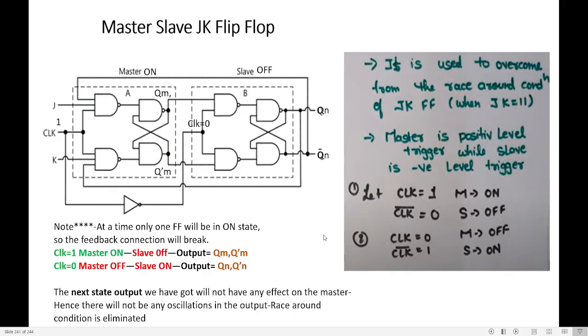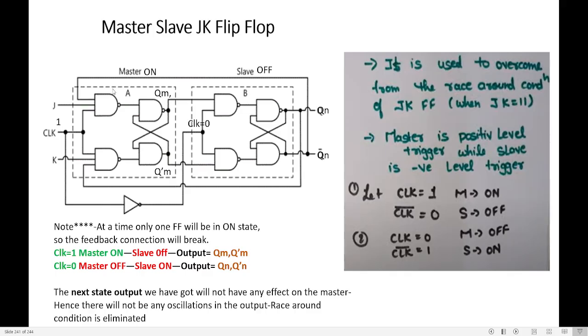Now let us see the working. We know this is the master slave JK flip flop. Can you see when clock is 1, what happens? This 1 passes through this wire. Since there is a NOT gate, output of this will be 0. This 0 comes to the clock of slave. So clock is 1 in master, it becomes 0 in slave because of this inverter gate.